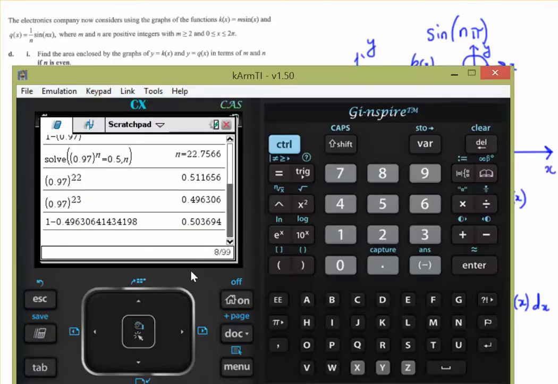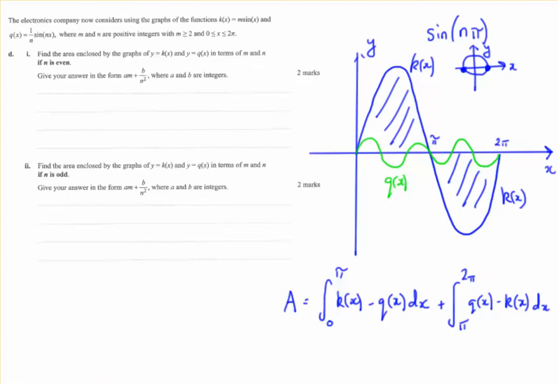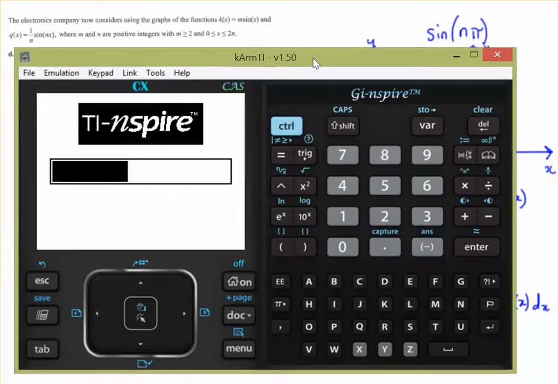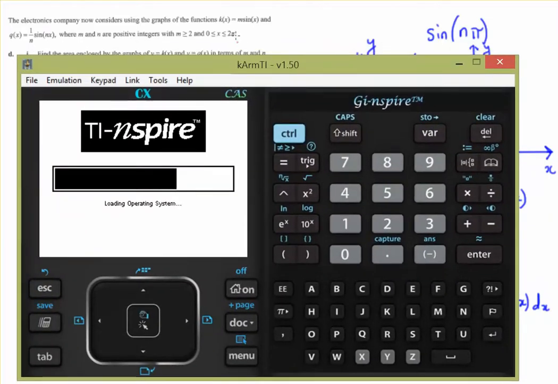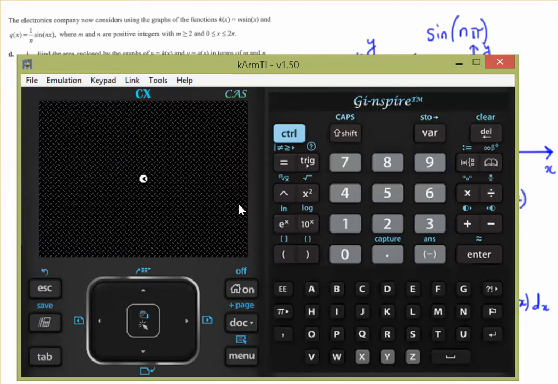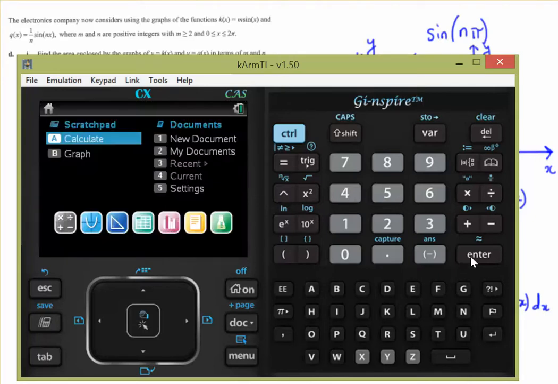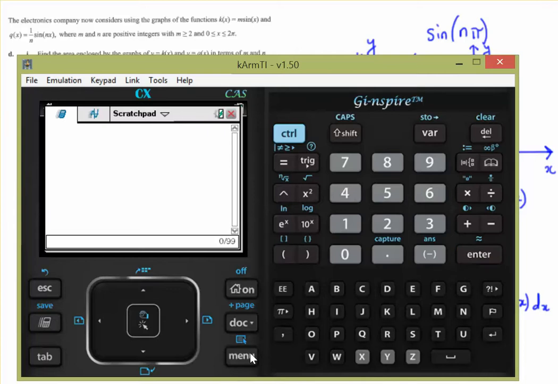So let's find out what that integral actually is. We want to know what that is. We'll need to define our functions first. So we can define k of x and q of x, and then it's going to make punching that in a little easier. All right, so let's define our k of x as m times sine of x.